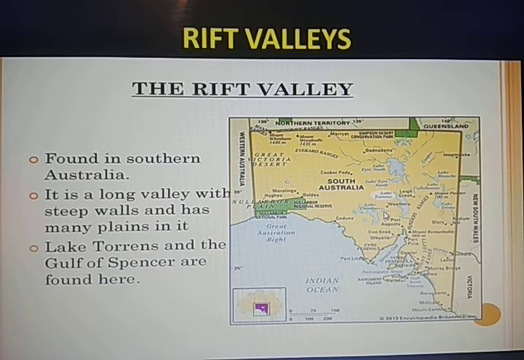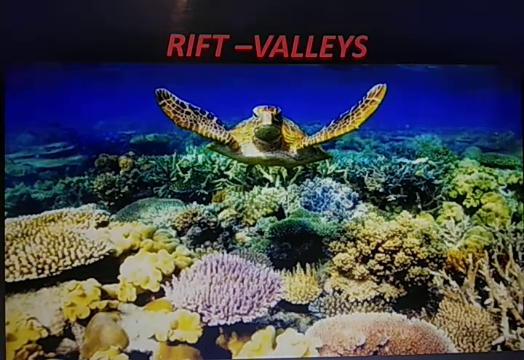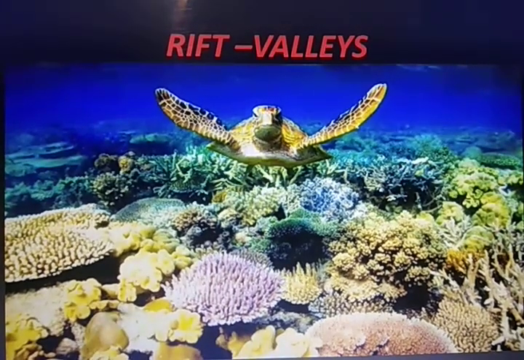So the Rift Valley extends from the Lake Eyre region, and it continues into the sea in the south. Spencer Gulf, Lake Torrens, and Lake Eyre are the low-lying part of the Rift Valley. So it is found in the southern part, in between the Western Plateau and the Murray-Darling Basin, right? So this is the beautiful picture of the Rift Valley.